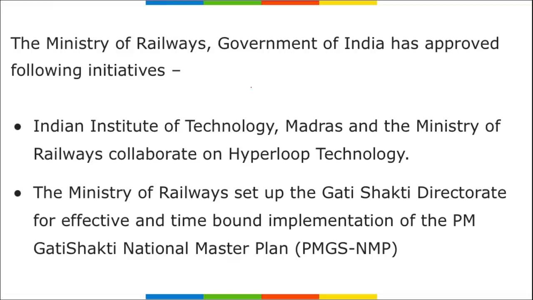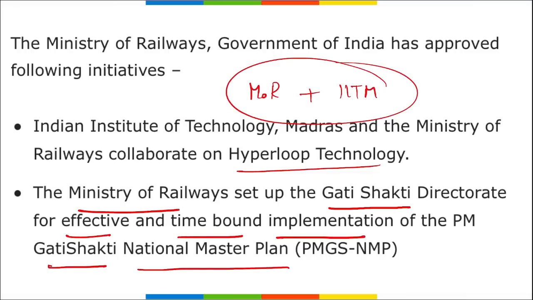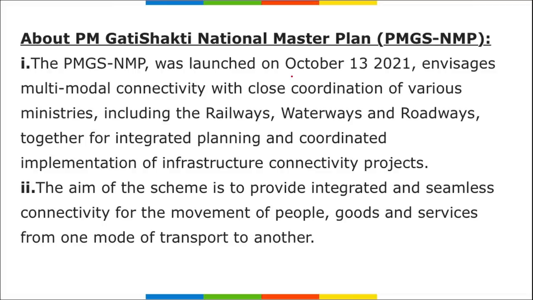Highly important. All right, which two organization? Ministry of Railways along with IIT Madras has collaborated to work on Hyperloop technology. The Ministry of Railways has set up the Gati Shakti Directorate for effective and time-bound implementation of the Prime Minister Gati Shakti National Master Plan. What is this Gati Shakti National Master Plan? This was launched on 13th of October 2021.